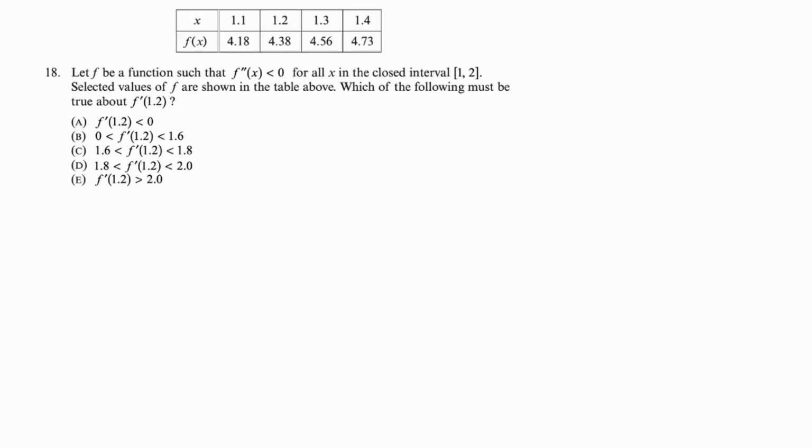18. Let f be a function such that f double prime is less than 0 for all x in the closed interval 1 to 2. Selected values of f are shown in the table above. Which of the following must be true about f prime of 1.2? All right, so for this problem, I'm first going to think about what it means for f double prime to be less than 0. That means that f prime is decreasing. Okay, so that's some information.